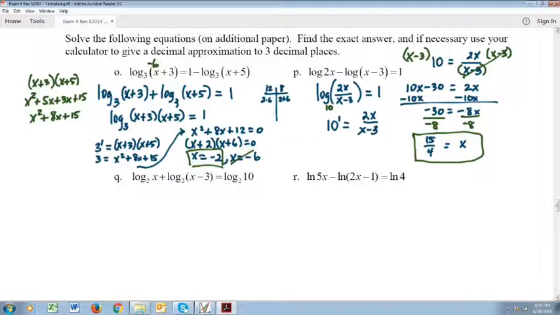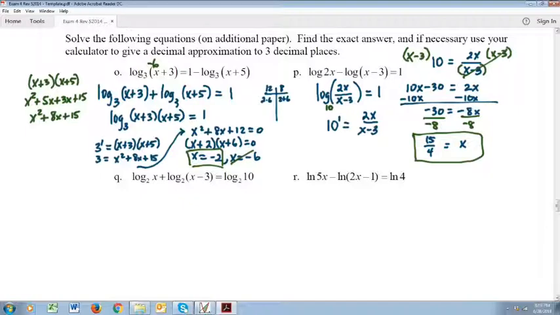And you can check that, but it does work. But certainly you're not taking the log of a negative if you plug in 15/4, because 15/4 is bigger than 3, so when you subtract 3, that'll be okay.